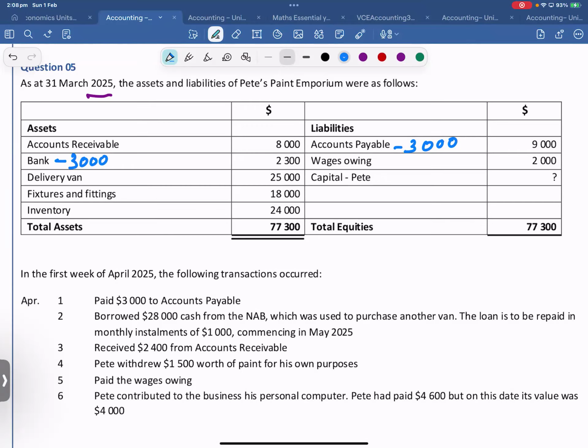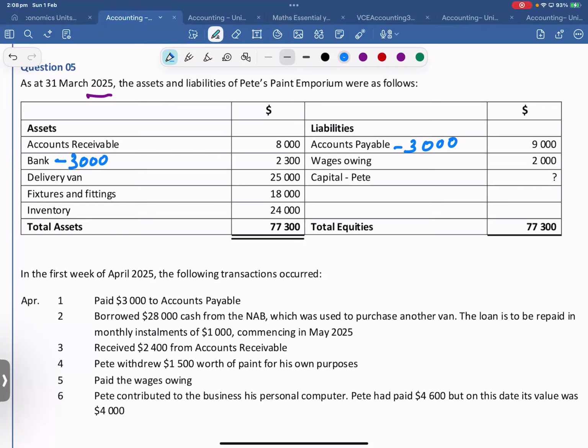Right? Next one. Borrow 28,000 from the NAB, which was used to purchase another van. The loan needs to be repaid in monthly installments of 1,000, commencing in May 25. Okay. Then what will happen is, firstly, you borrowed 28,000 from the NAB and it was used to purchase another van. So when you borrow money, your cash at bank will increase. At the same time, cash at bank will decrease.